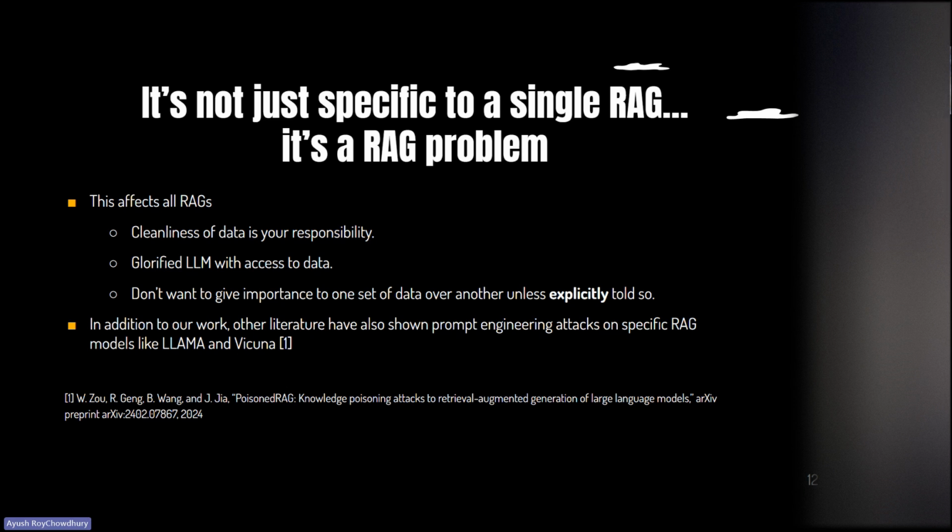A RAG is simply a glorified LLM with access to data. So naturally, you wouldn't want it to give importance to one set of data over another unless explicitly told to do so. And when explicitly told to do so, presenting a piece of data over another piece of data becomes very dangerous, which is something we'll see later on with the scenario that we've drawn up. In addition to our work, there have been other works which we will be presenting today that present such risks.